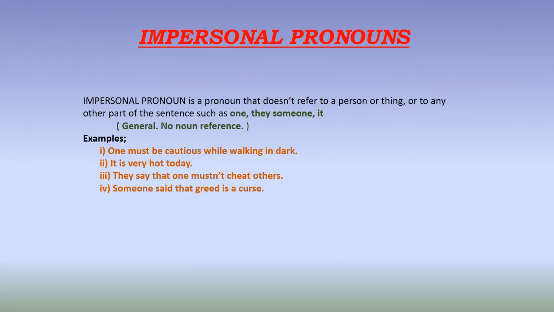An impersonal pronoun is a pronoun that does not refer to a person or a thing or any other part of the sentence, such as one, they, someone, it. There is no noun reference, it is general. One must be cautious while walking in the dark. It is very hot today. They say that one must not cheat others. Someone said that greed is a curse. So these are all impersonal pronouns.